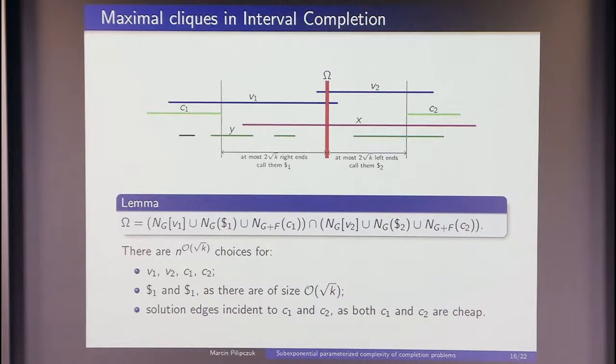And these guys were cheap, so the number of incident solution edges is also only square root of k of them. So you have only n to the square root of k choices for these incident edges. And you get your bound n to the square root of k for the number of candidate maximal cliques there.